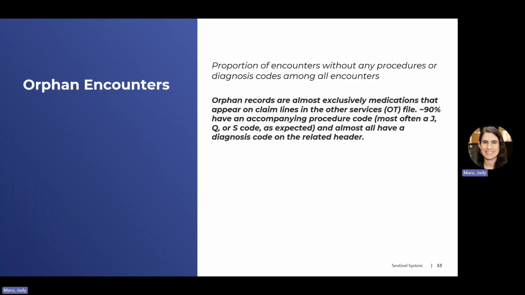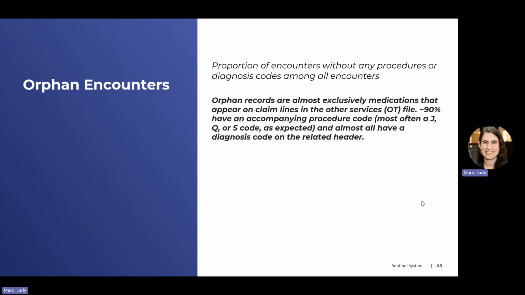The last data quality metric is one that we call orphan encounters. These are encounters that we might see in the data set that don't have any procedures or diagnosis codes attached to them. When we looked into why there might be orphan records, we found that they were almost exclusively medications that appeared on claims lines in the other services file.